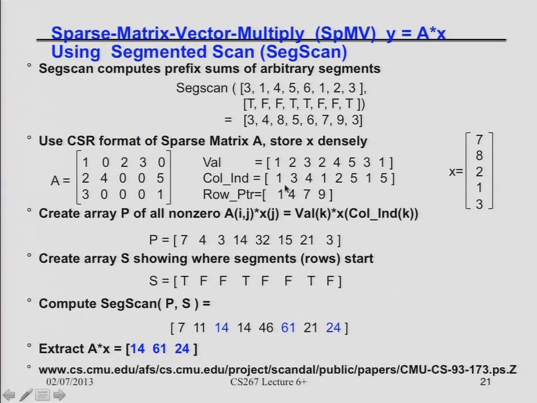I have to remember what columns they came in. That's the column index. So there's column 1, 3, 4, 1, 3, 4. And then I have to remember where each row begins. So that starts at the first entry, the fourth entry, the seventh entry, and then there's a pointer off the end, where say the 9th row, if it existed, would be. And then finally, there's my vector x against which I want to multiply all these guys.